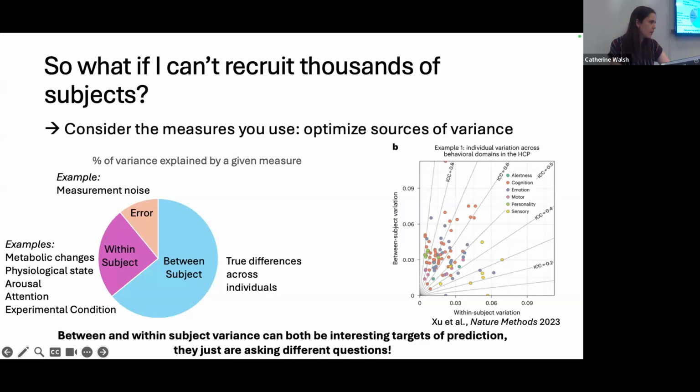So when we think about brain behavior correlations, a lot of the time we are thinking about between subject questions. Understanding scores in a working memory task or overall symptom scores and things like that.